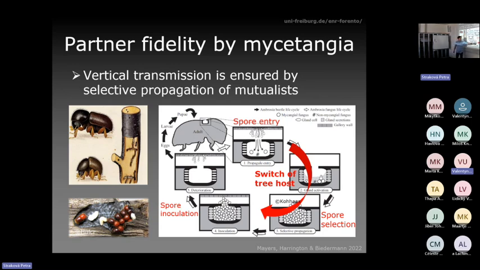And then here is the host switch, when they colonize a new host tree, and then these mycangia are really active, so that they produce a lot of spores, and then these spores are smeared on the tunnel walls in the new tree, and then they regrow again in the new tree. Was this understandable?